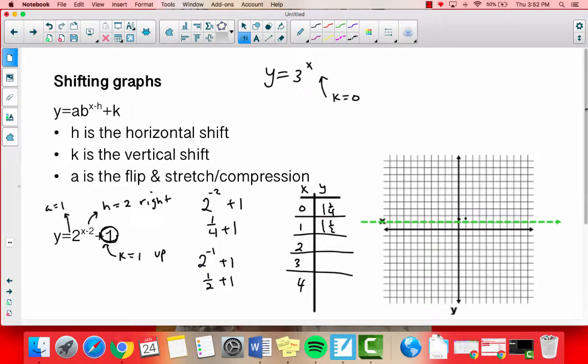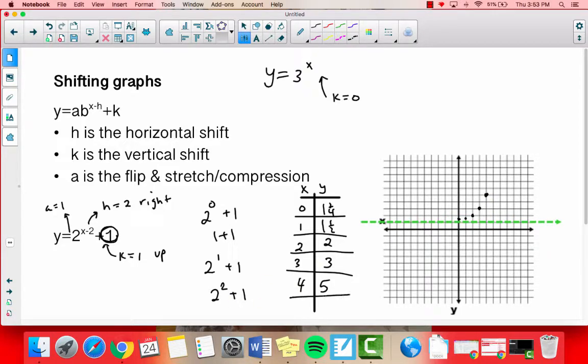And then I could plug in 2 to this equation. 2 to the 0 power plus 1 is going to get me 1 plus 1, or 2. So I'm going to go to the point 2, 2. And then I can plug more in. 3 minus 2 gets us 1, so 2 to the first plus 1, which would get us 3. So 3, 3. And then if I plug in 4, I get 2 squared plus 1, which will get us 5. So 1, 2, 3, 4, 5.